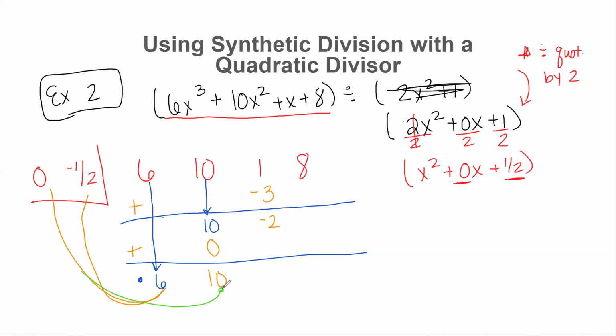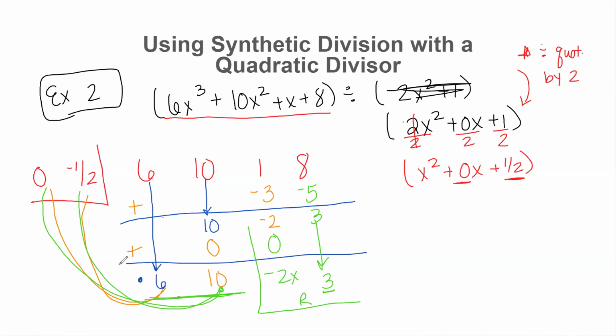So you're going to do 10 times 0 in the next column, 10 times negative half in the next. Add, add, drop down. The last 2 are your remainders. This is your constant. Give him an x. And now here's your quotient.